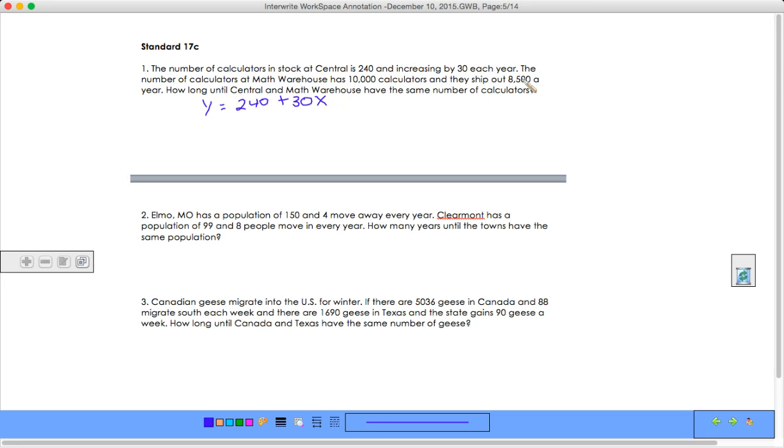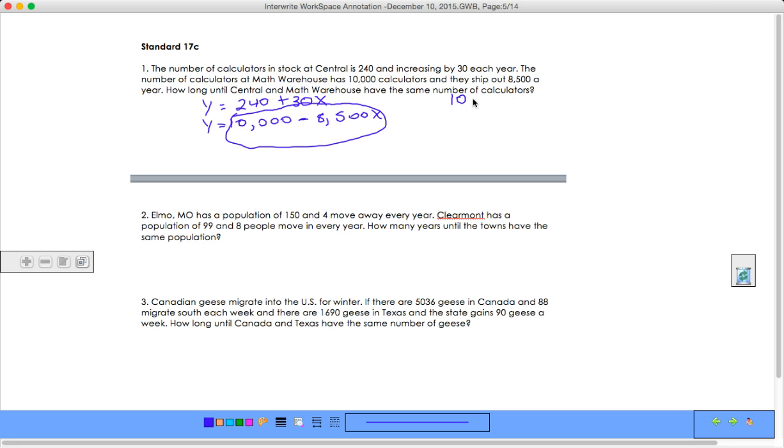Okay, then the number of calculators at Math Warehouse, they're starting out with 10,000 and decreasing 8,500 a year. How long will it take for the two to have the same number of calculators? So we want to know when these are equal. Well, this is just substitution. You have y equals all of this stuff. So I can take all of this and put it where y is over here.